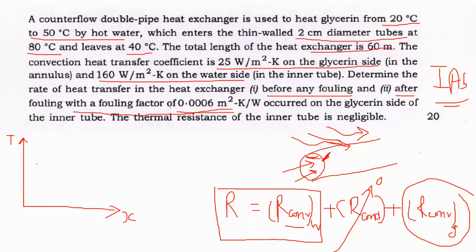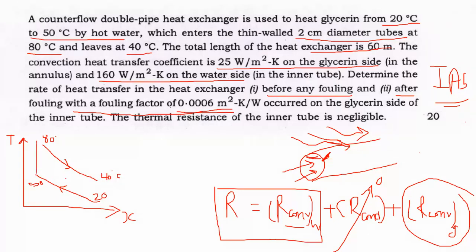So here if we plot the temperature profile, temperature over distance for this heat exchanger, glycerin is heated from 20 degrees to 50 degrees. This is 20 degrees and this is 50 degrees, glycerin, and it is a counter flow. So these are two parallel lines and water is flowing downward. Inlet temperature is 80 degrees and outlet temperature of water is 40 degrees.